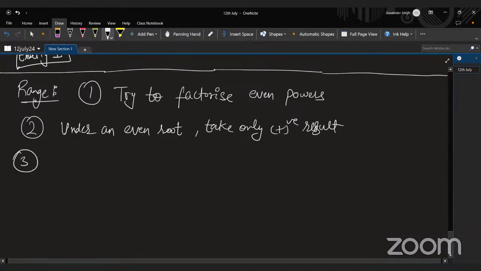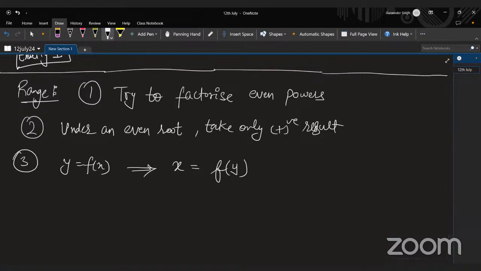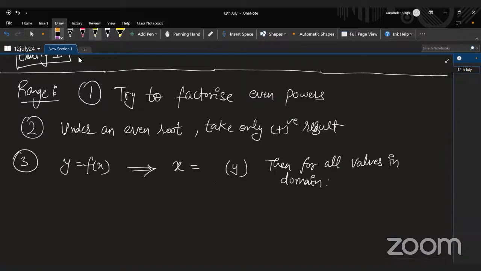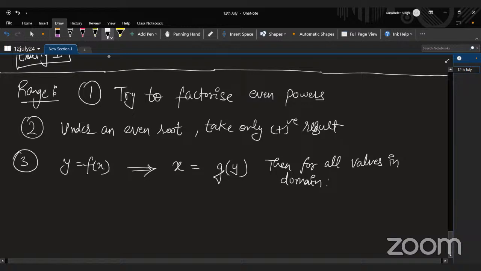Okay. Third is that if y is equal to some function of x like this, then convert it into the form of x is equal to f of y. We will convert it to the form of x is equal to f of y. Then for all values in the domain, input it in place of x. Okay, so I will not write it as f, it can't be f now. It should be some g of y. So write x in terms of y.